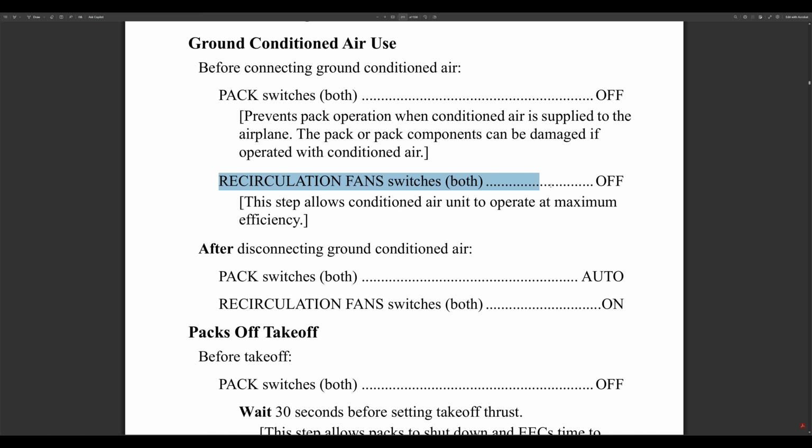Step 2, recirculation fans, both to off. If you didn't do it before, you can do it now. It's not a big issue if you connect the ground conditioned air with the recirculation fans still on, because this step allows the conditioned air unit to operate at maximum efficiency. So you are not damaging your airplane if the recirculation fan switches are still on.